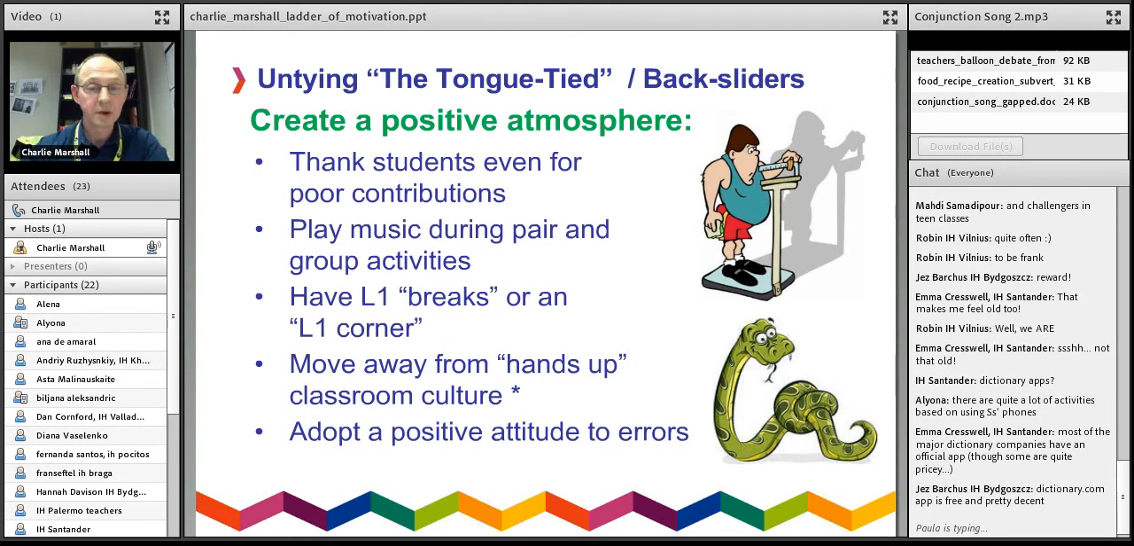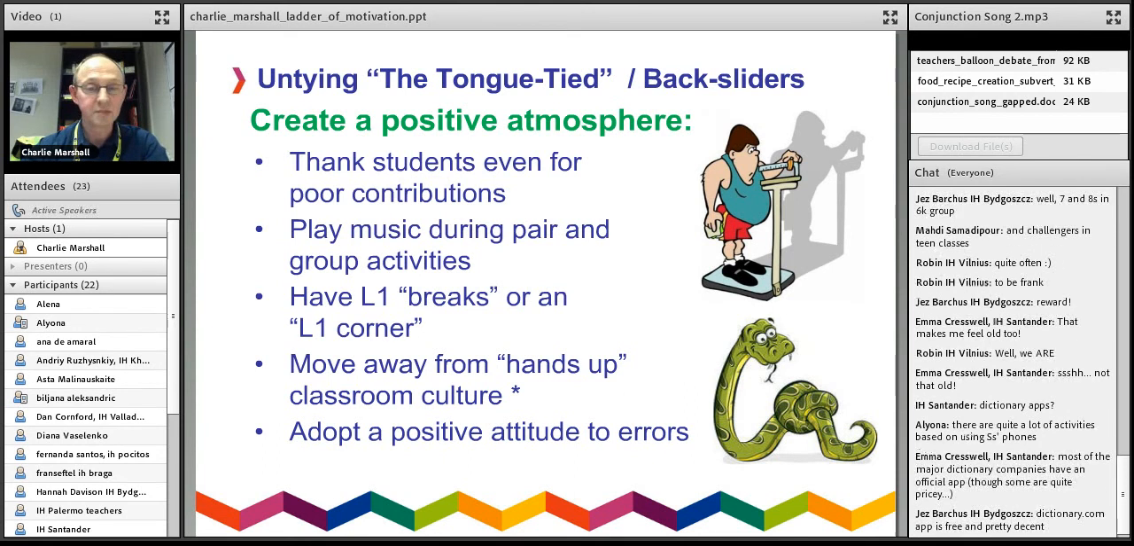So both in writing, but especially in speaking, when students say something that is wrong, as well as correcting them, thank them and say how useful and instructive that error is for everybody else, that everybody can learn from. Because if they feel positive about making errors, they won't be so afraid to open their mouths and make them.